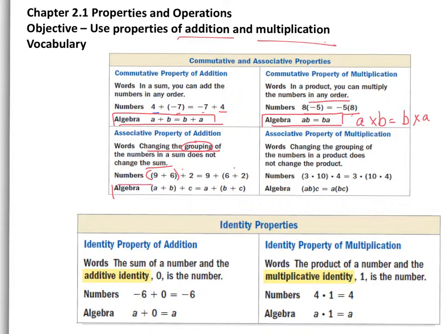So algebraically, A plus B plus C with the parentheses around A and B equal to A plus B plus C with the parentheses around B and C. So basically, the regrouping occurred between B and C.